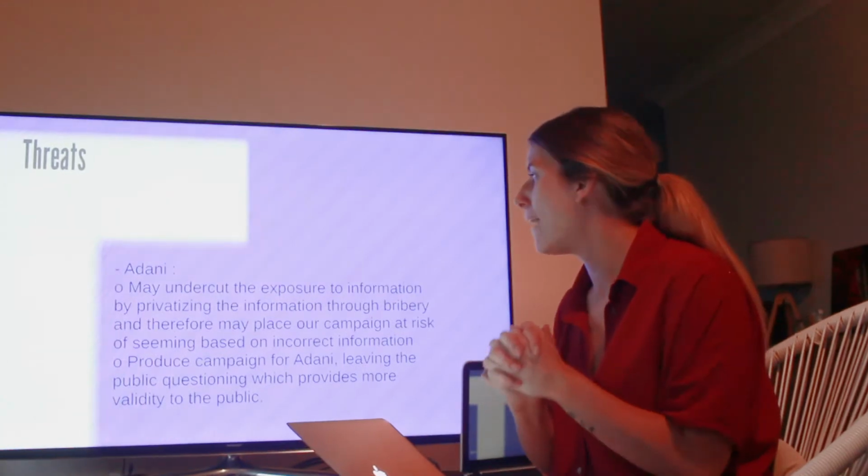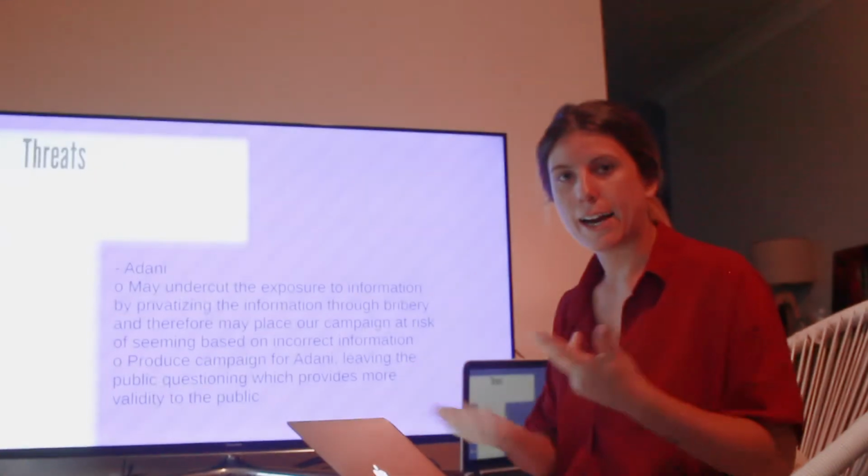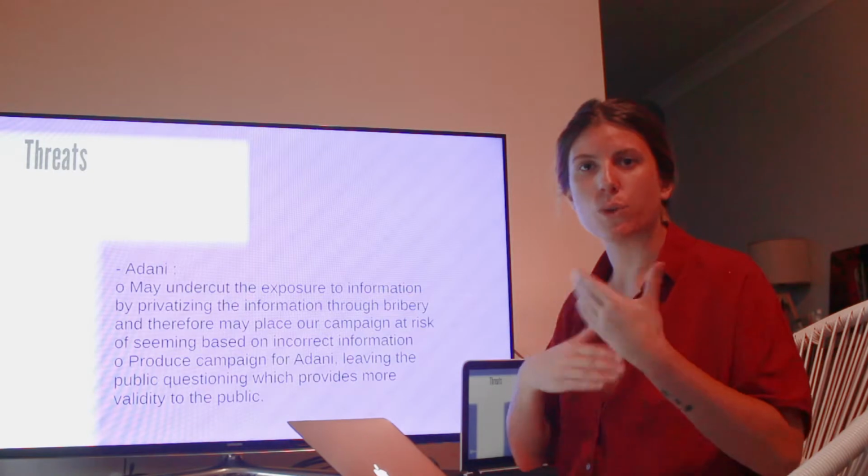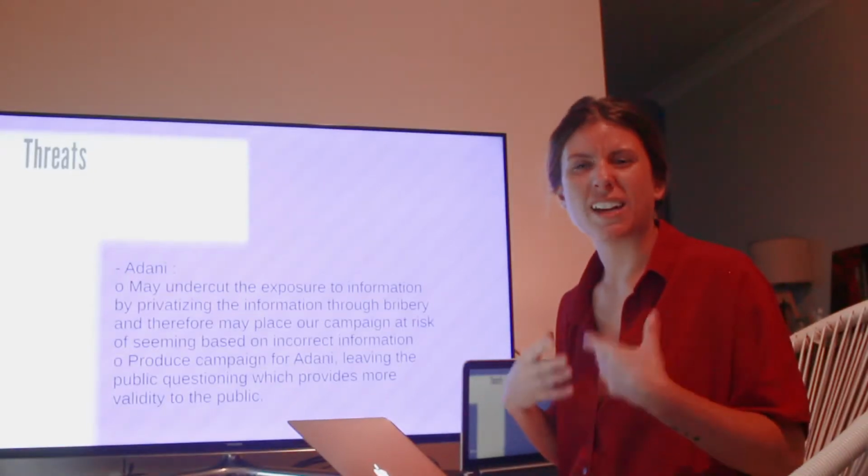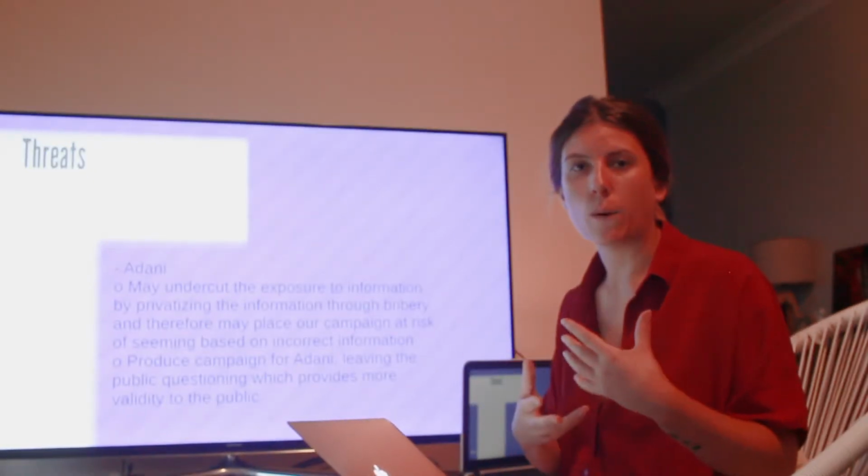A threat that we have is Adani undercutting our exposure, and that's if we don't find the right solidified research and they use that against our campaign, and it actually reinforces their campaign.